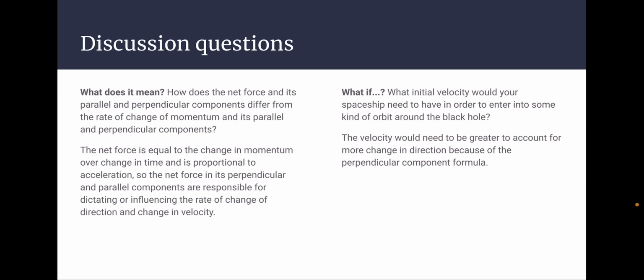And then, what initial velocity would your spaceship need to have in order to enter into some kind of orbit around the black hole and then escape? Ultimately, the velocity would have to be greater to account for more change in direction, because the perpendicular component formula, which is mv squared over radius, the change in the perpendicular component would be higher as it would be orbiting more. So it would need to be able to orbit the black hole without crashing, meaning it would have to be greater.